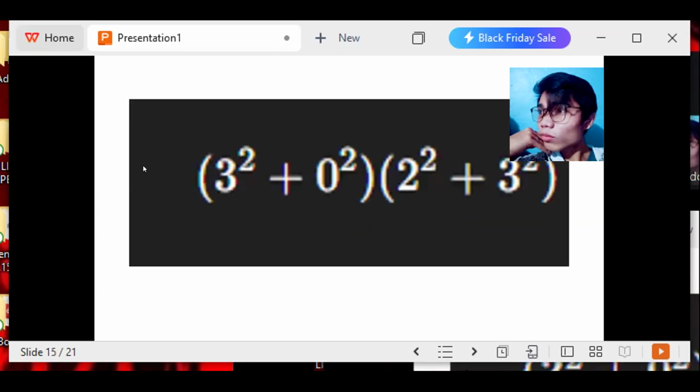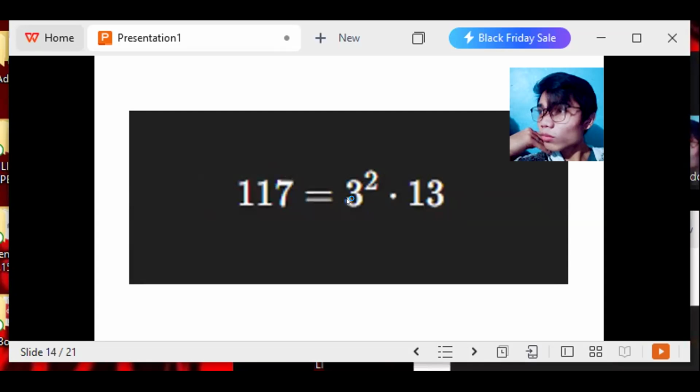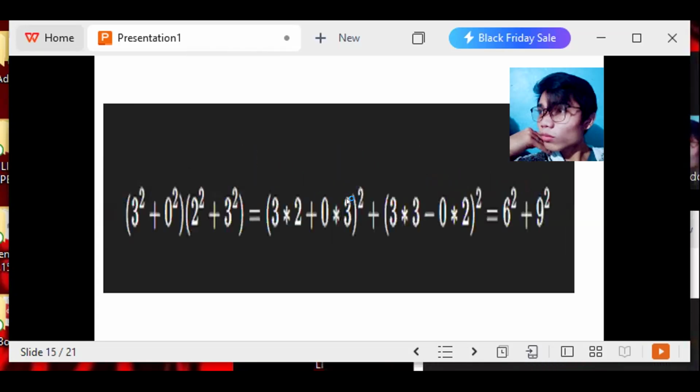3 squared plus 0 squared, and 13 is 2 squared plus 3 squared. So 3 is our A, 0 is B, 2 is C, D is 3. And then put it in our formula. So 3 times 2 plus 0 times 3, squared, plus 3 times 3 minus 0 multiplied by 2, squared. So our answer is 6 squared plus 9 squared. So the sum of two squares of 117 is 6 squared plus 9 squared.